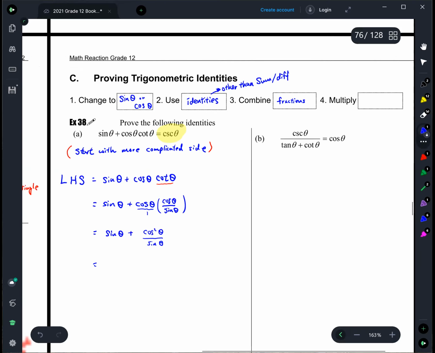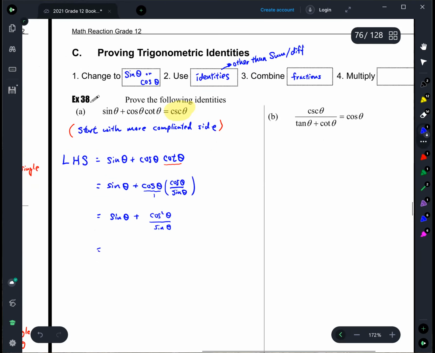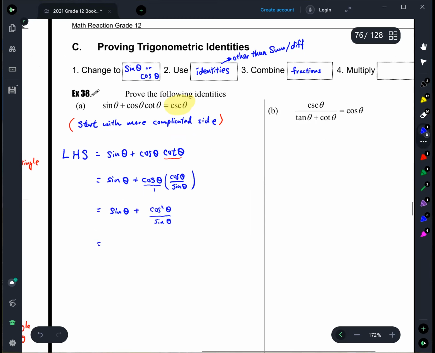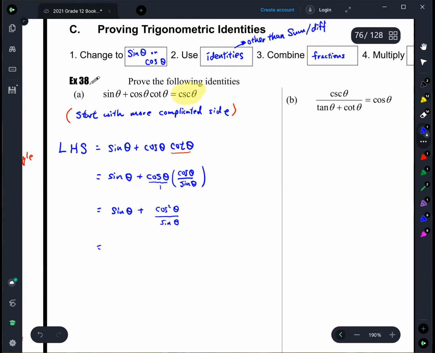So you combine them. How do we add the two fractions, like the two terms here on the left-hand side? Sine theta plus cosine squared theta over sine. Okay, Sophie, how do we add them up?